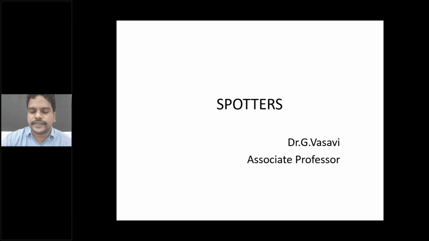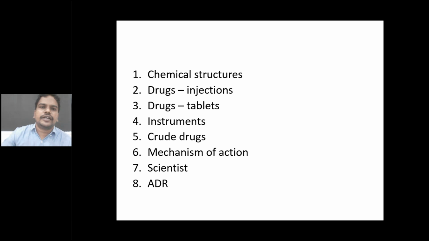The spotters. In these spotters, we have chemical structures, drug injections, drugs, tablets, instruments, crude drugs, mechanism of action, scientist, ADR. There are 8 types of spotters for you in pharmacology. Today I'll deal with the chemical structures and I'll see how many are finished.